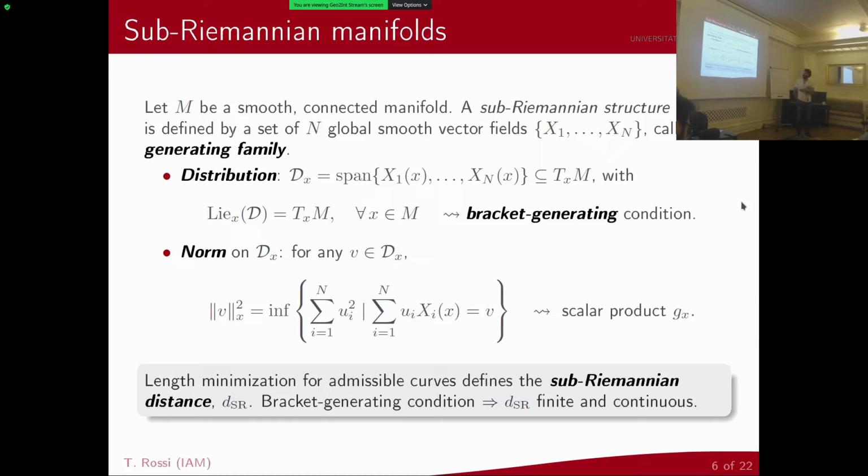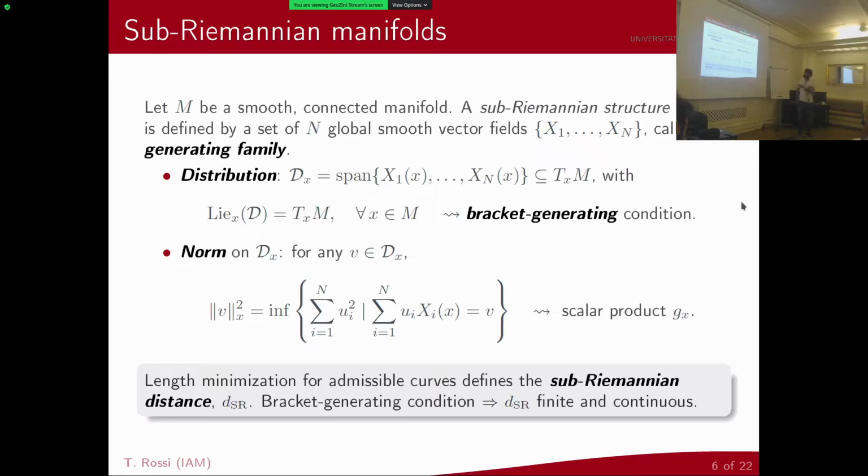And moreover, we can define, using the generating family, a norm on the distribution. So we are allowed to measure the length of vector fields tangent to the distribution. In particular, this is done as follows. So we consider V in the distribution, and its square norm will be the infimum over the Euclidean length of the controls realizing the vector V. It turns out that this norm actually satisfies a parallelogram identity, and so we get a scalar product on the distribution. And this will be our sub-Riemannian manifold.